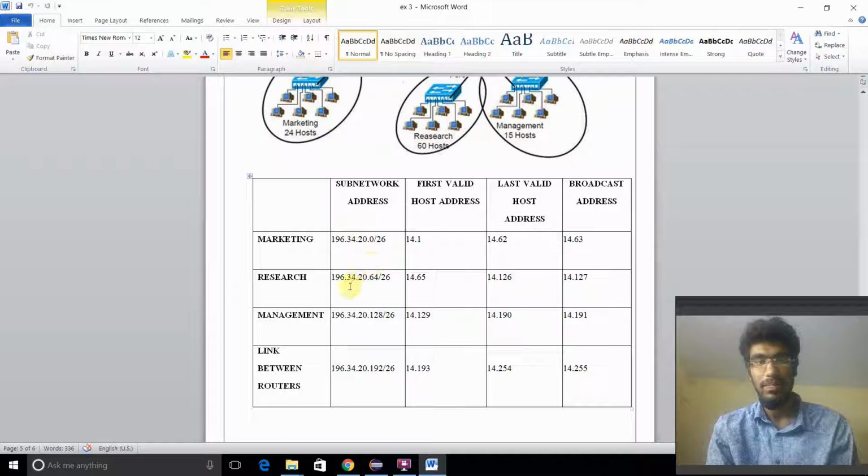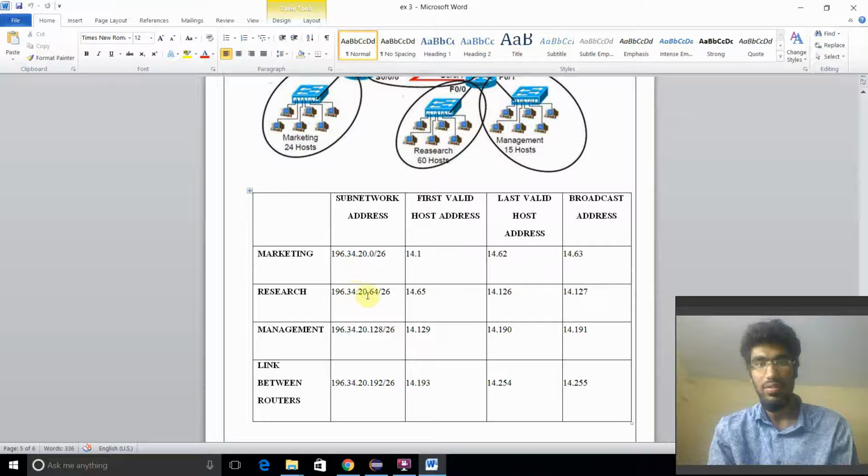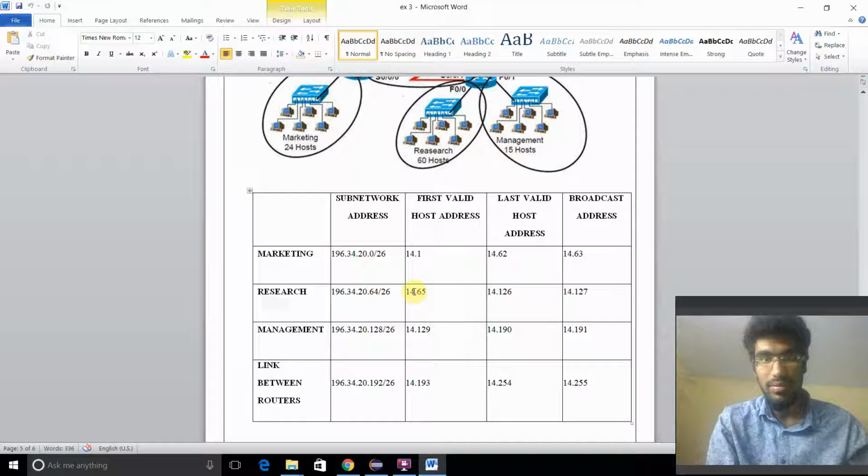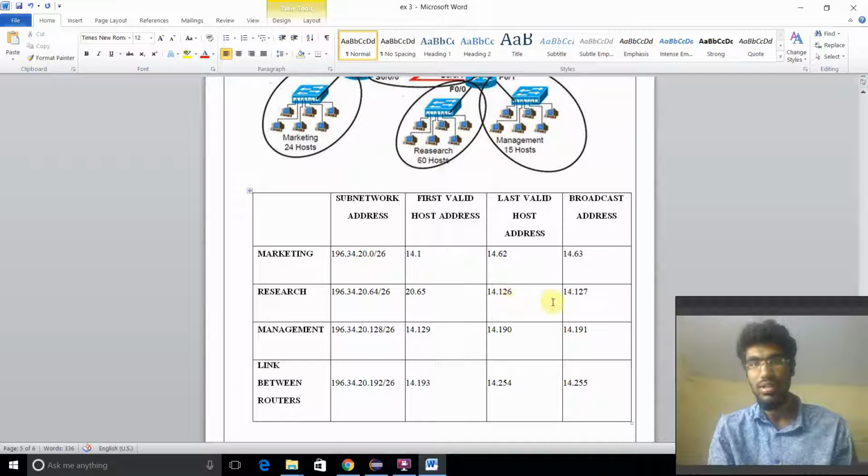And for research, the subnetwork address is 196.34.20.64 and the first valid host address is 20.65 and the last valid host address is 20.126 and the broadcast address is 20.127.